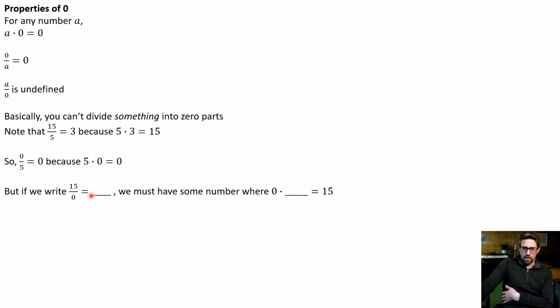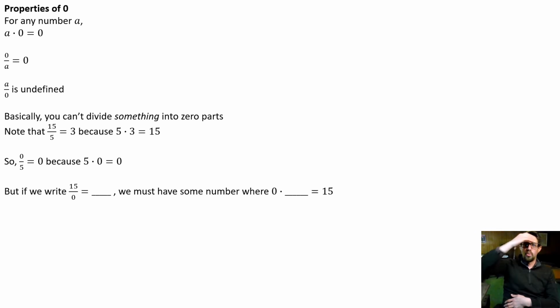This says that 0 times something is 15. Now look at that statement, and it's ridiculous because there's nothing like that. There's nothing we can multiply by 0 to get 15 or any other number for that matter, ever. So 15 wasn't special there. It's just the number I was using as an example. So division by 0 just makes no mathematical sense.